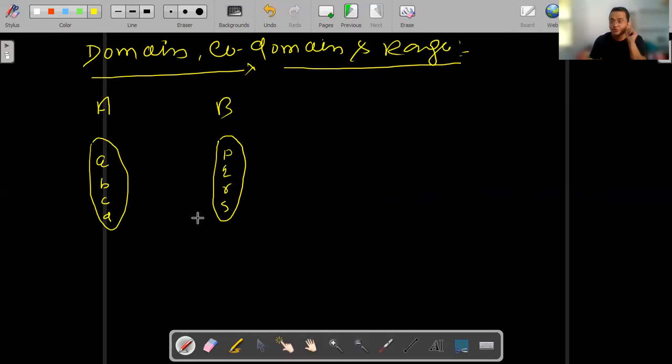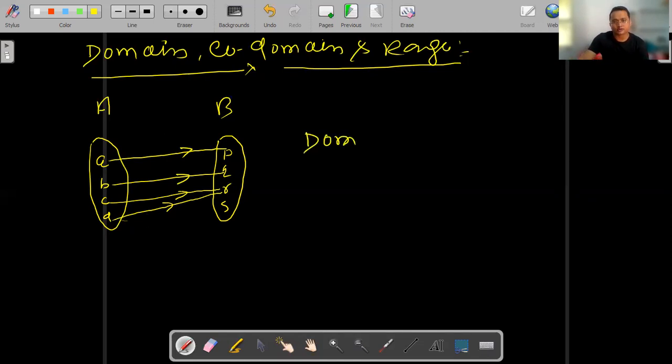Okay. First, we are going to find the domain. See here. A is mapped with P, B is mapped with Q, C is mapped with R, and D is also mapped with R. This is an example of a function. We will understand what is domain, codomain, and range. The function is defined from A to B. You can write it like this.